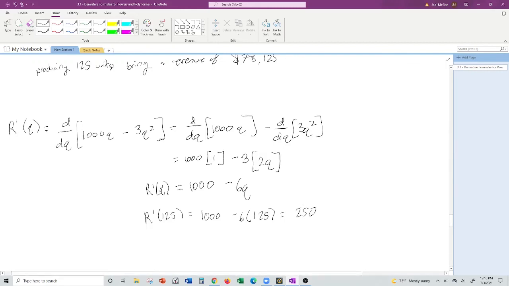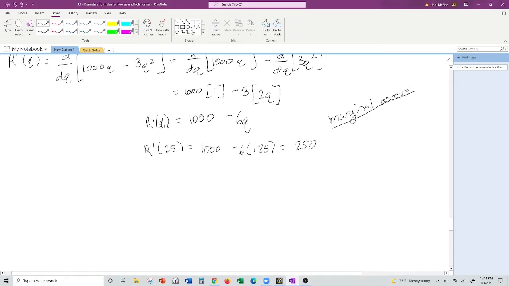Alright, again, to limit the writing here, I'm just going to make a note that this is the marginal revenue, which we talked about in the last chapter. The revenue will increase by this $250 per unit after making the 125 units. So that's our interpretation of r prime of 125.